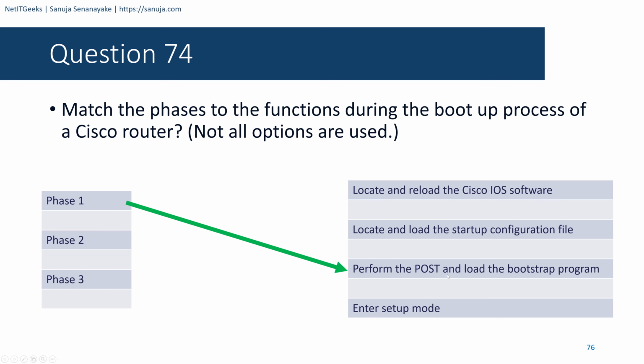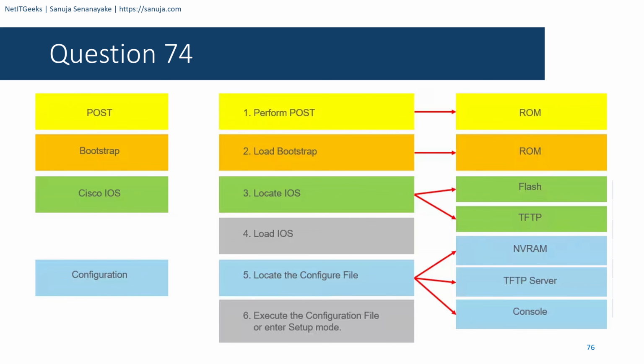Phase 1 performs the power on self test and loads the bootstrap program. In phase 2, it locates and loads the Cisco IOS software. In phase 3, it locates and loads the startup configuration file. Again, this should be in your notes. That describes the process, and you need to memorize this if you don't understand how it works logically.